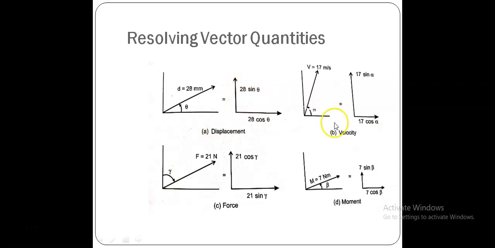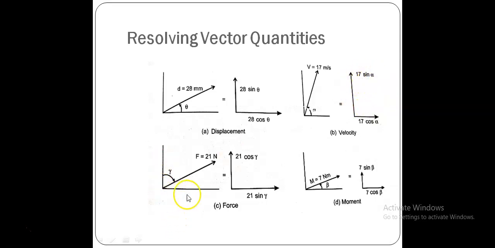Similarly, if we take velocity, there is a body or an object moving at a velocity v equal to 17 meter per second in this direction. It can be resolved horizontally and vertically with respect to this alpha angle. When it is resolved horizontally, its velocity becomes 17 cos alpha meter per second, and when it is resolved vertically, it is 17 cos(90 minus alpha), that is 17 sin alpha.